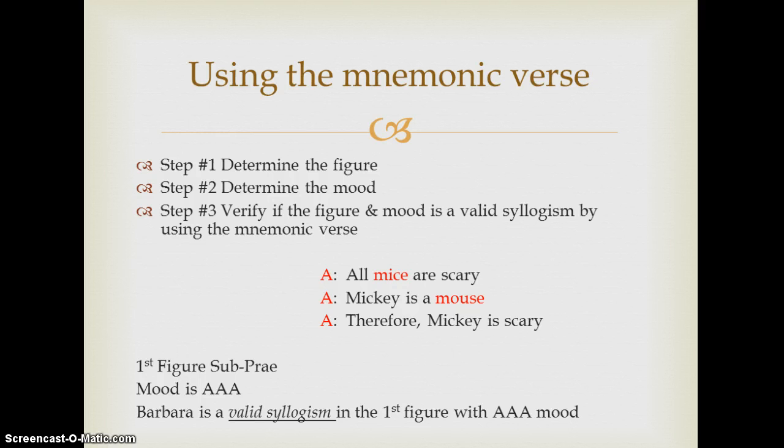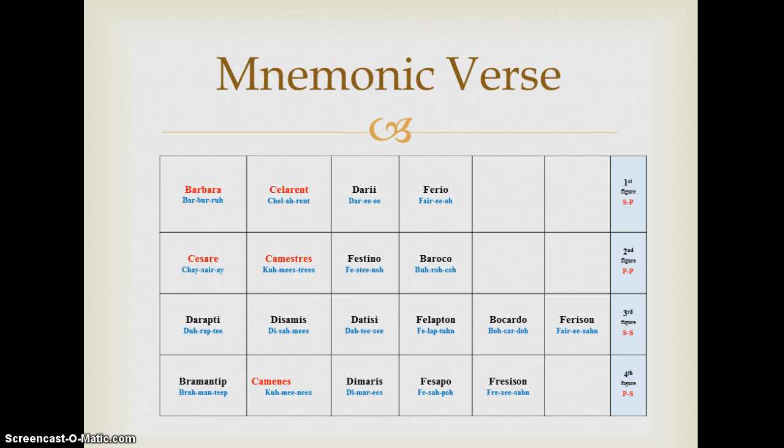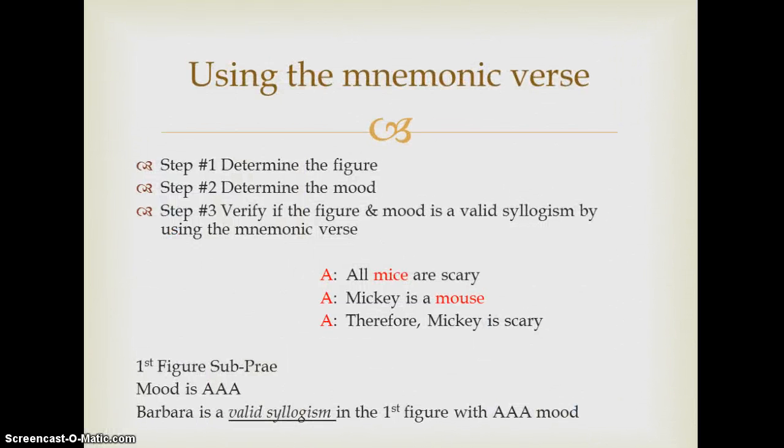Now I look at the type of propositions that make up the syllogism. The major premise is an A statement, the minor premise is an A statement, and the conclusion is an A statement. So I have a mood of AAA. So the figure is first figure, sub pre, and the mood is AAA. So I go back and I look. I know it's first figure, so it should be on this line. And I look and I see I have an AAA. So it's Barbara. Therefore, this is a valid syllogism. So that's how we use the mnemonic verse to check and see if syllogisms are valid.